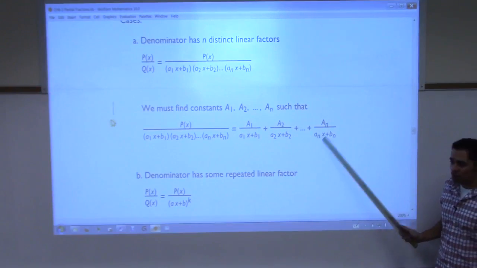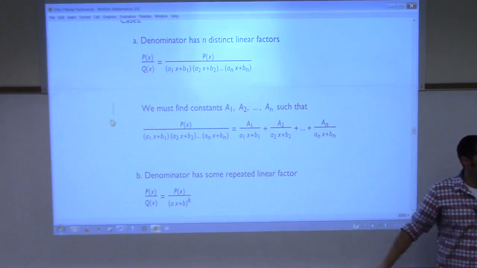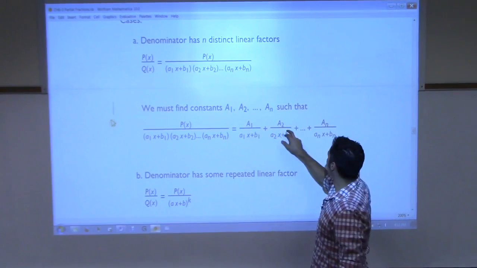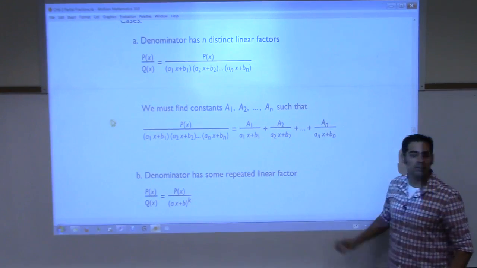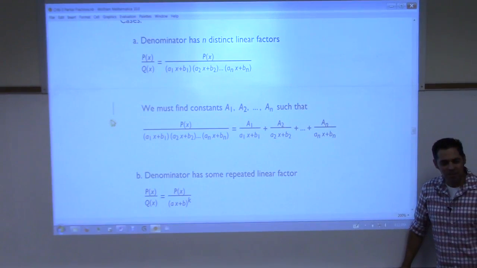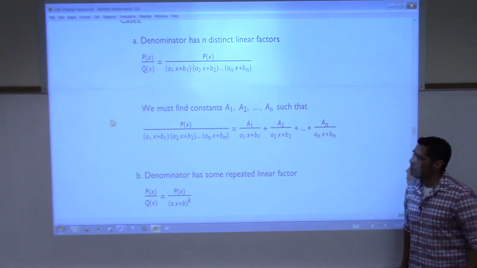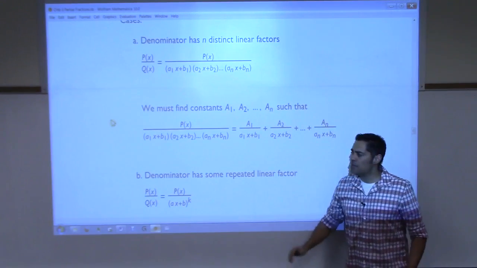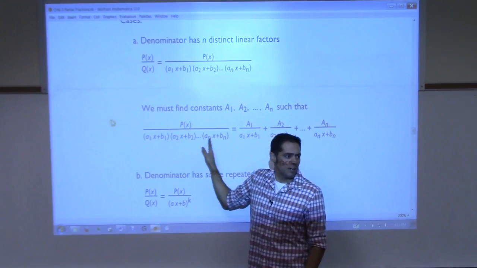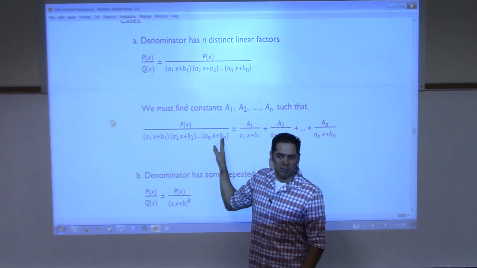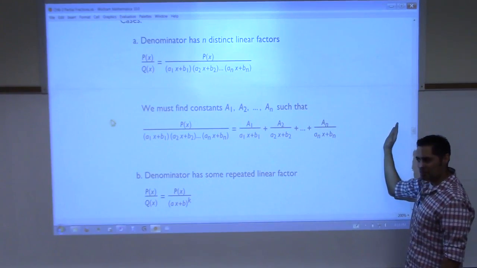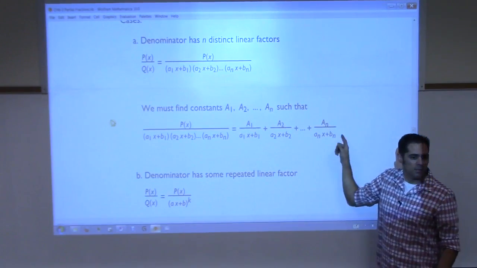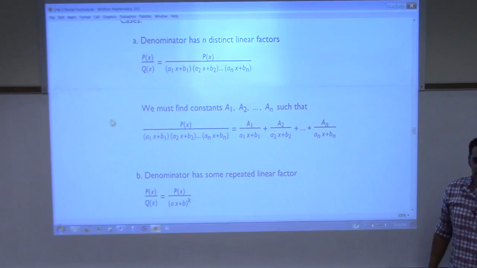Subscripts, when we're trying to generalize, why do you think that we use subscripts? Why do I write a sub 1, a sub 2, a sub n? That's right, there's not an infinite number of letters. So if you tried to use a over this, b over this, c over this, then what happens if you have 100 distinct linear factors? What letter are you going to use out there? You see what I'm saying? So when we use subscripts, it allows us to generalize and not ever be limited by our alphabet.